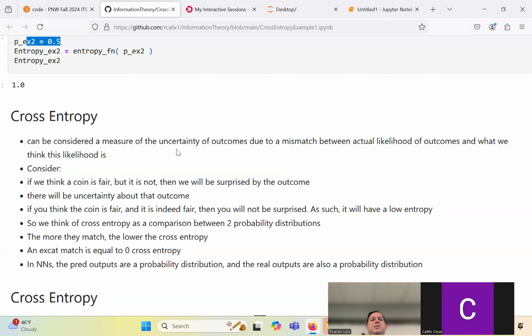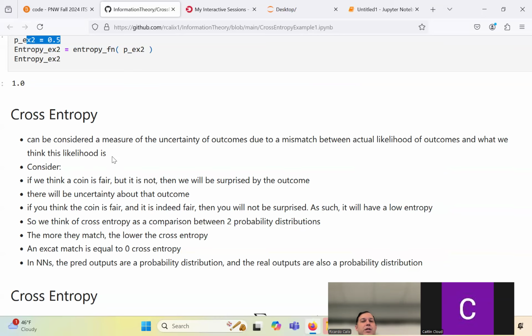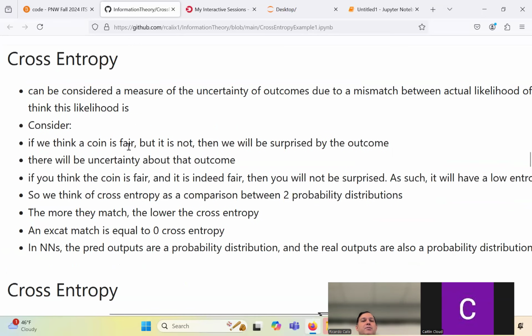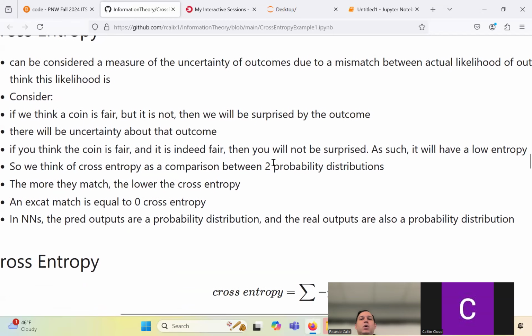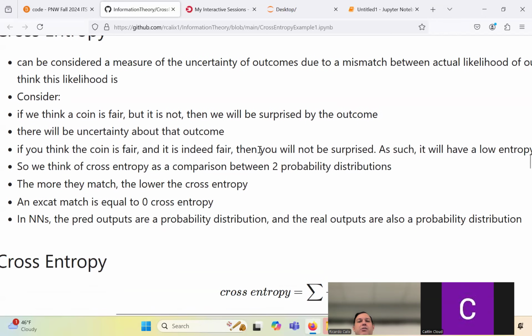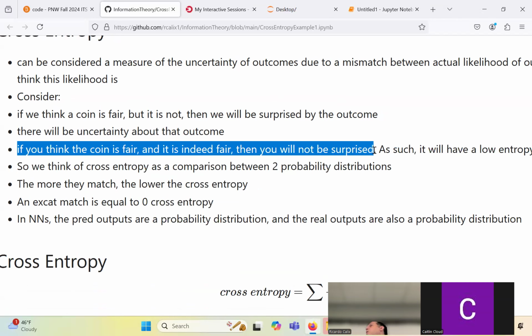So cross entropy can be considered a measure of uncertainty of outcomes due to a mismatch between actual likelihood of outcomes and what we think this likelihood is. So let's consider this example. If we think a coin is fair, but it is not, then we will be surprised by the outcome, right? So that's the idea. There will be uncertainty about the outcome. If you think the coin is fair and it is indeed fair, then you will not be surprised. You guys get that? So this analogy is the classification analogy. I think maybe the simplest to understand. And this is why we can use entropy, right?